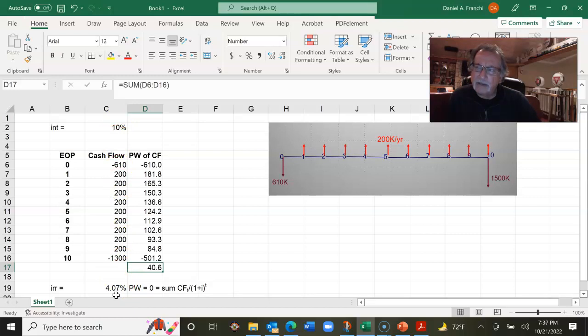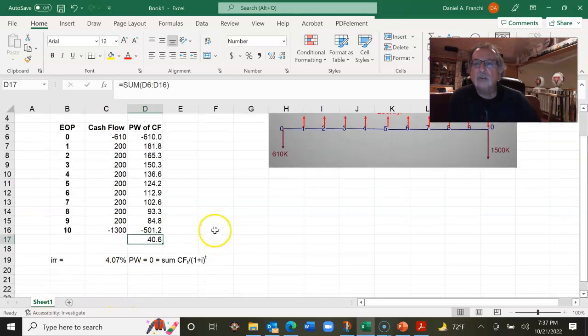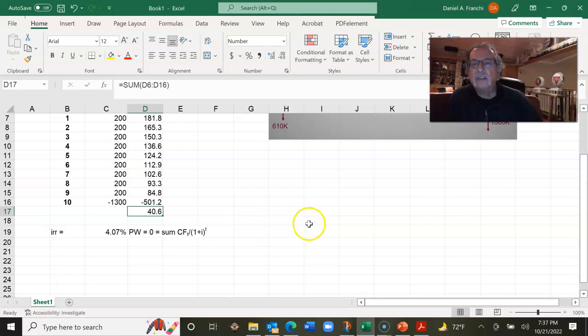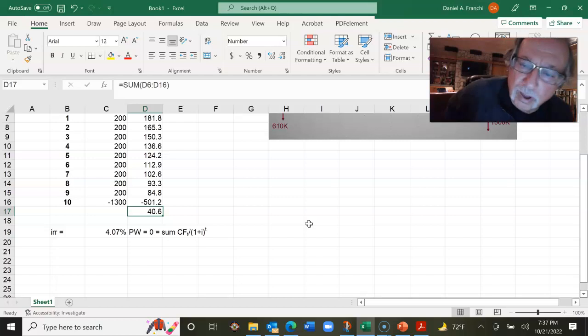Well, that's less. If this is our marginal rate of return, this 4% is less. That's saying it's not a good project. So what do we have? Well, I think the best thing to do is to plot the present worth as a function of interest rate.